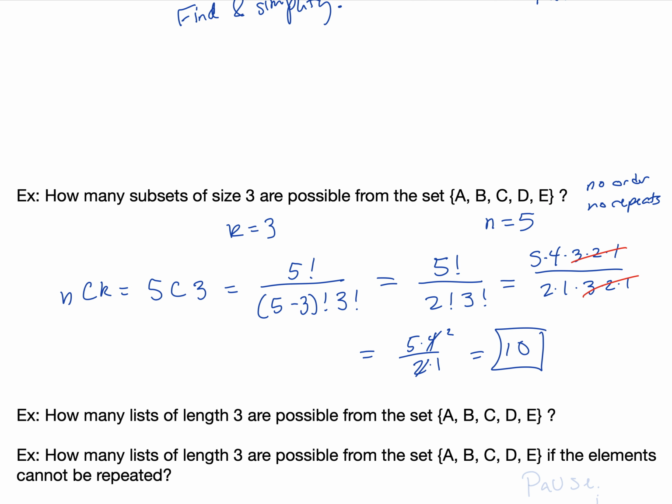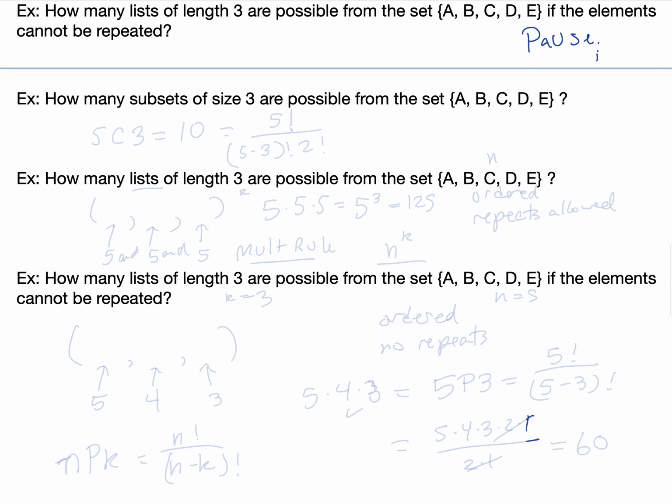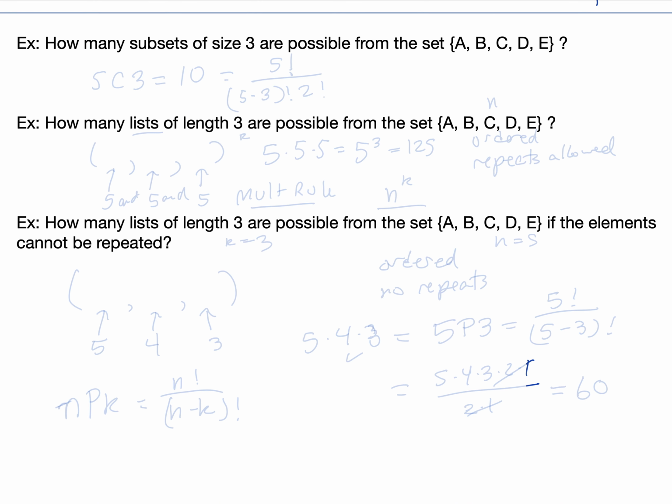Here are just 2 quick other ones that are not necessarily combinations. How many lists of length 3 are possible from the set A, B, C, D, E? And how many lists of length 3 are possible from that set if the elements cannot be repeated? So pause briefly and try those out. Okay, number of subsets of size 3 that are possible. We already calculated this one. This was 5 choose 3, and we found out that that was 10. 5 factorial over (5 minus 3) factorial times 3 factorial.